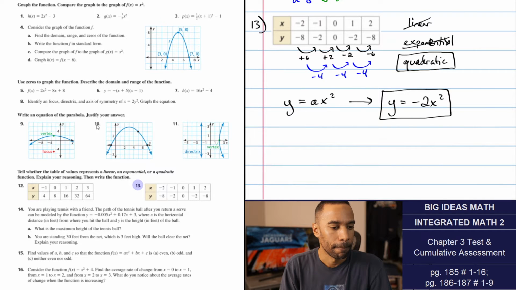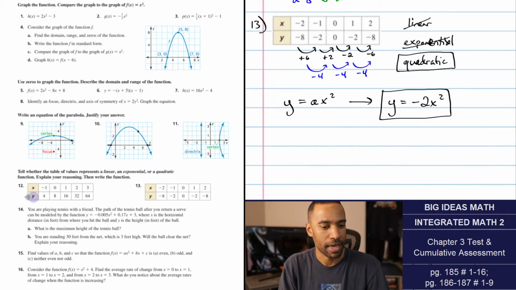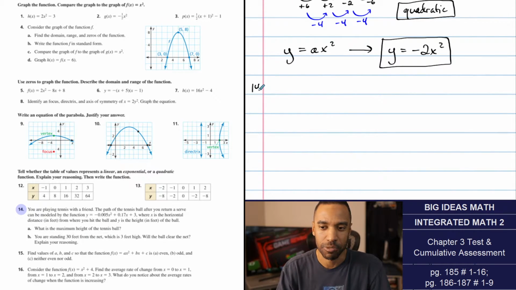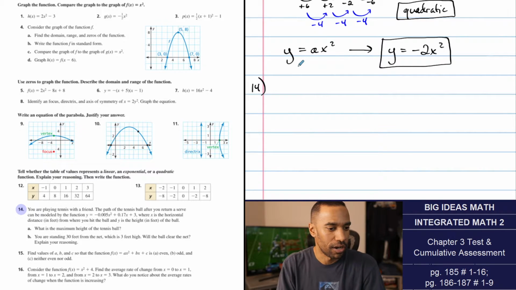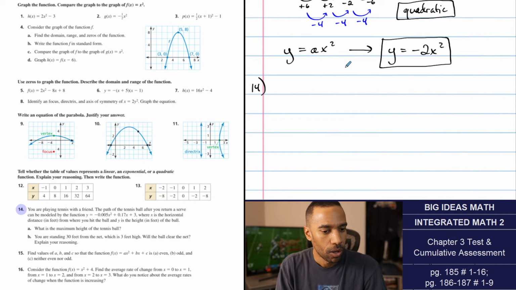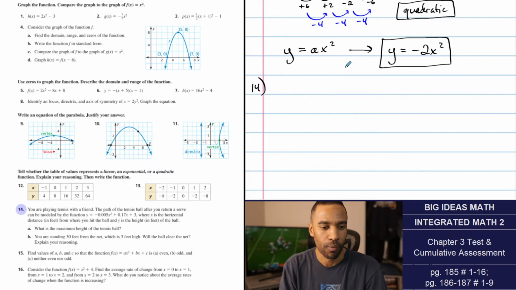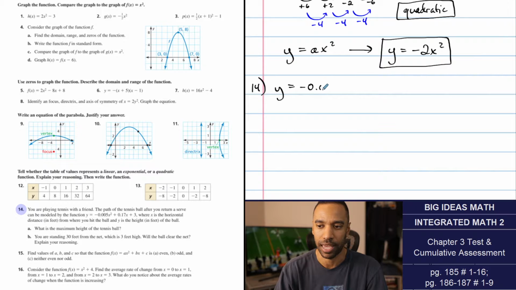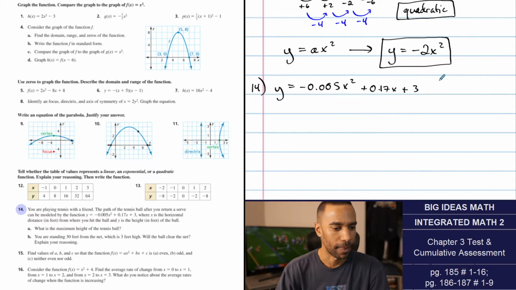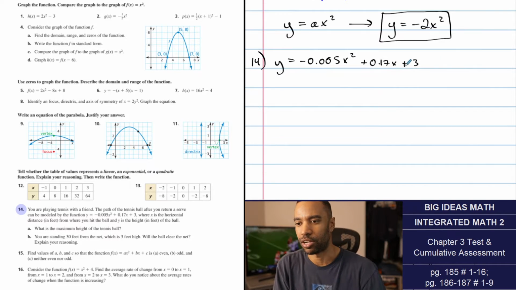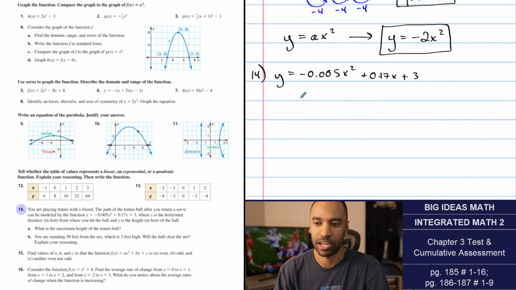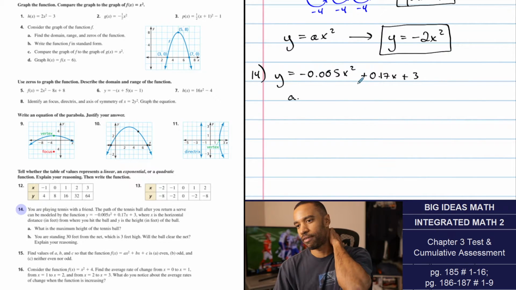Okay, number 14. You are playing tennis with a friend. The path of the tennis ball, I remember a lot of these questions with weird calculations. Path of the tennis ball after you return a serve can be modeled by this function here, where x is the horizontal distance in feet from where you hit the ball and y is the height in feet of the ball. Let's write that out and figure out what the heck they want us to know. Hopefully they don't say graph it. I don't even know what section this will be a part of. I guess standard form. Oh yeah, they had this kind of question. What's the maximum height of the tennis ball? Part A. So this is all about finding the vertex.